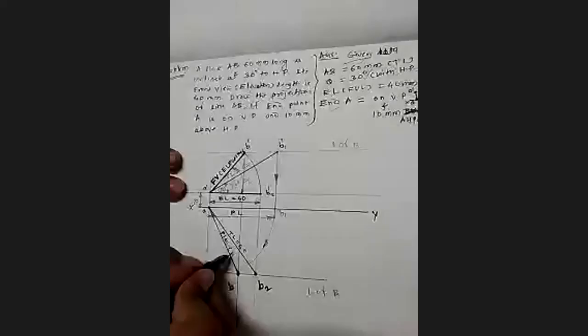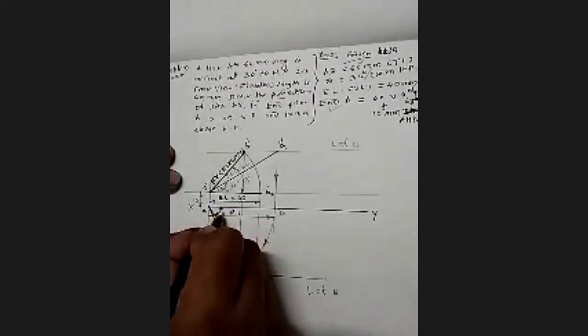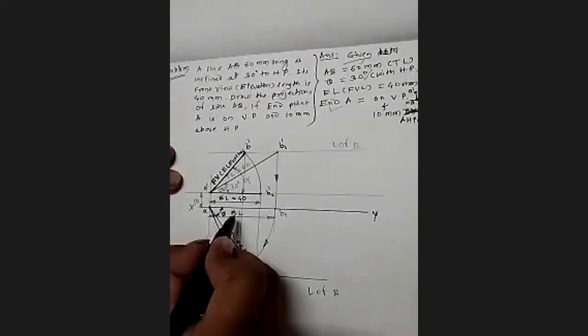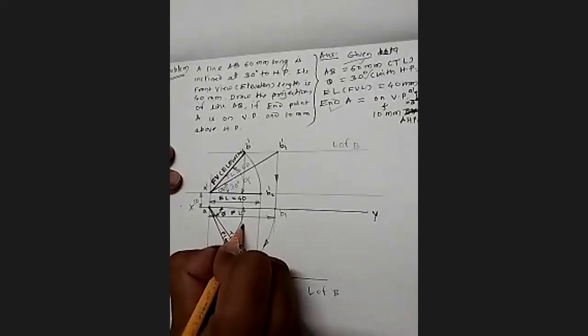This is what we can say plan, or top view, right? This angle is phi, the inclination with VP. The next angle, this angle, is going to be the angle beta. Okay.